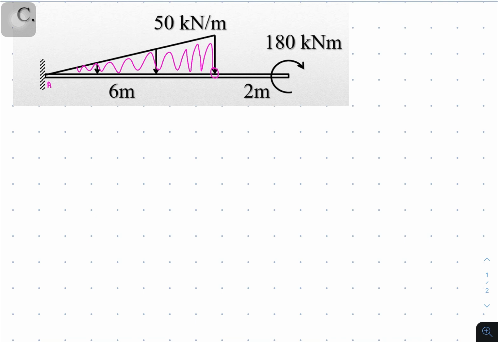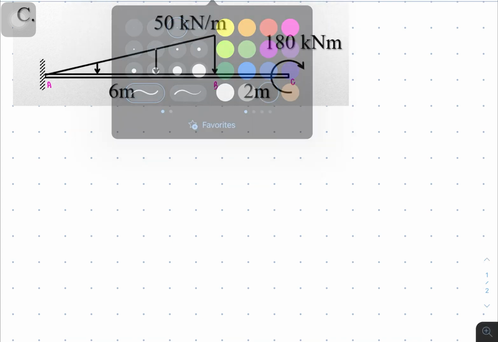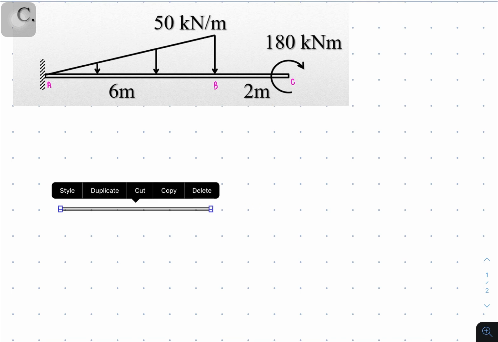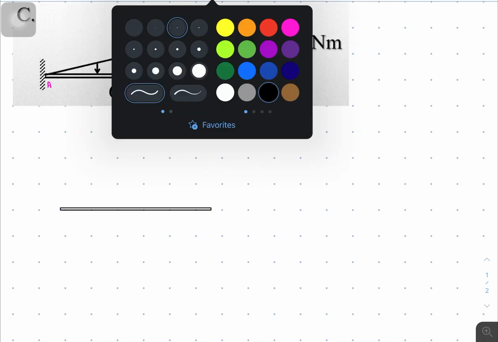It ends here, so this would be point B, and no load, but at the end, this is now the end, there is point C. Okay, so let's draw the free body diagram of the beam. So this is the beam, and then let's make a triangle.